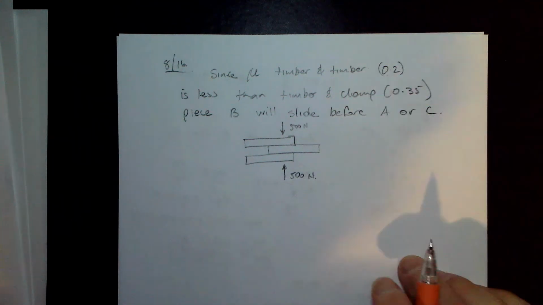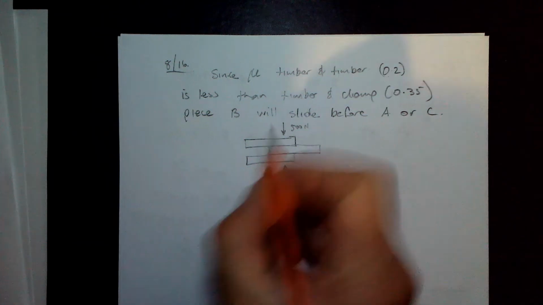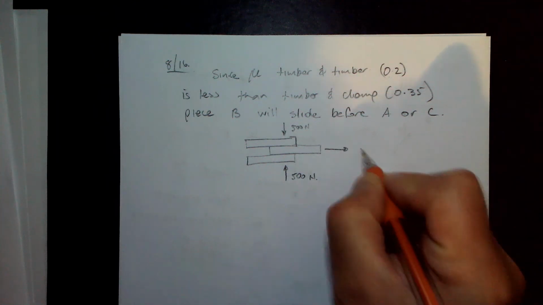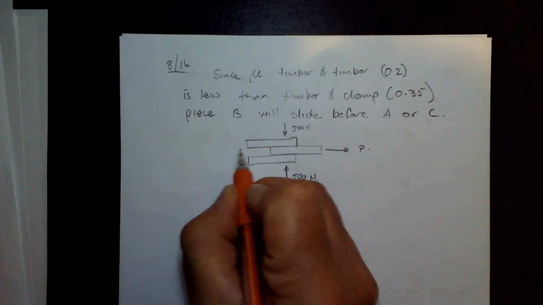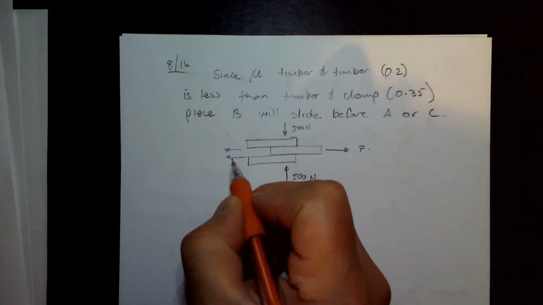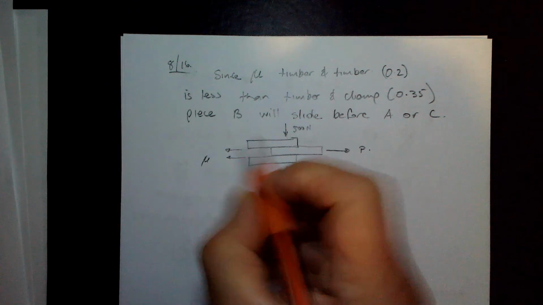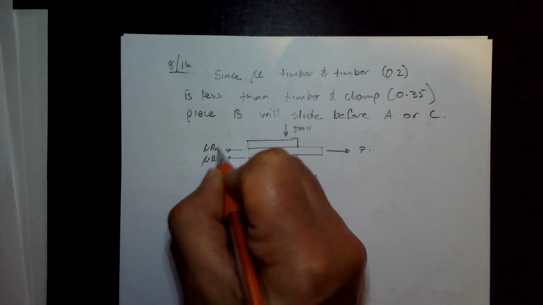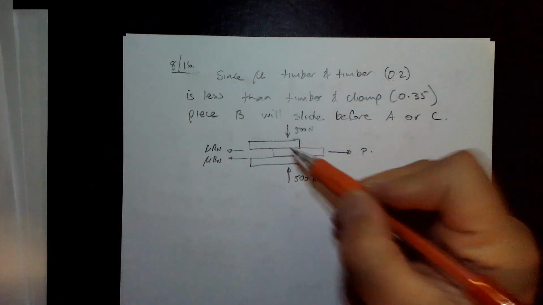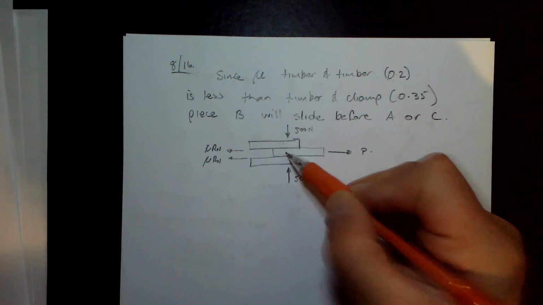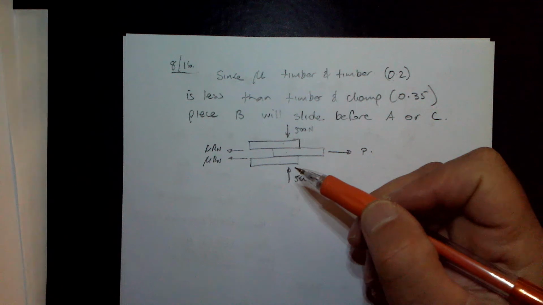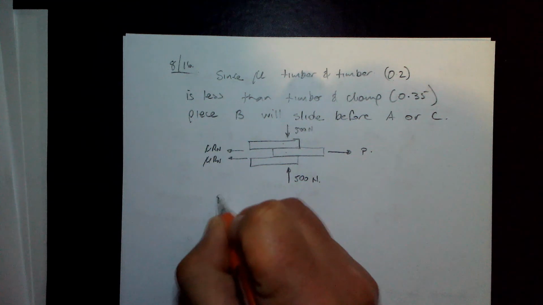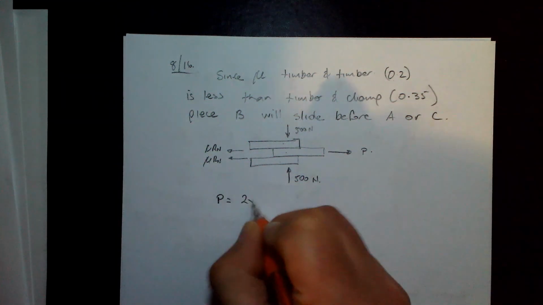Okay, so we want to know P, and counteracting P is two lots of frictional forces, which is mu Rn, mu Rn, stopping that. So we've got the friction between this timber and that one, and then we've also got timber between that and that as well. Okay, so P has got to be equal to two lots of mu N.